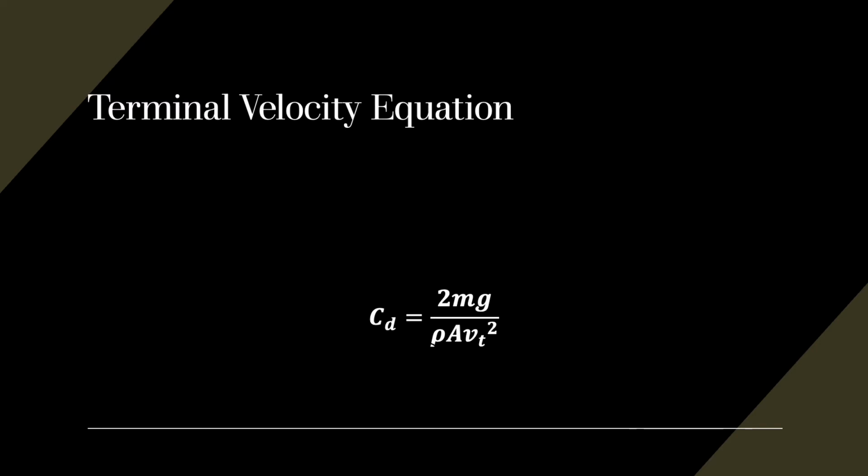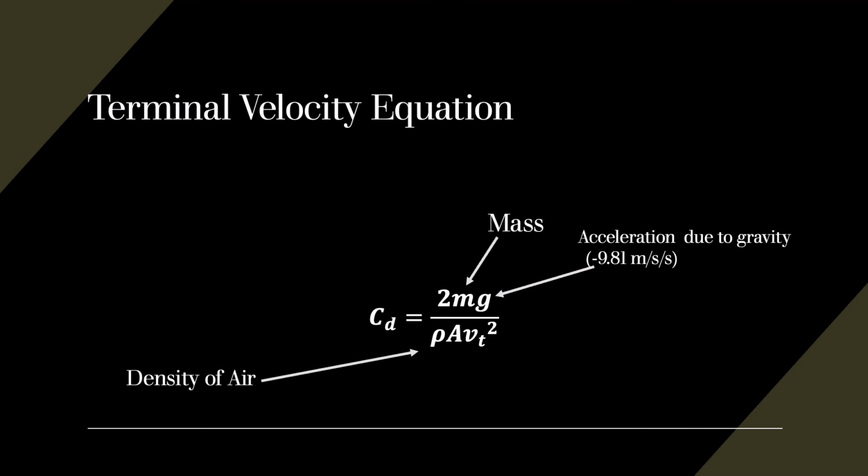Now that we've done this, we can begin to isolate our variables. The many variables that incorporate into this equation are the mass of any object we're using, the acceleration of the object due to gravity, 9.81 meters per second squared, the density of air in the space we're using, and the cross-sectional area of any object we're using.